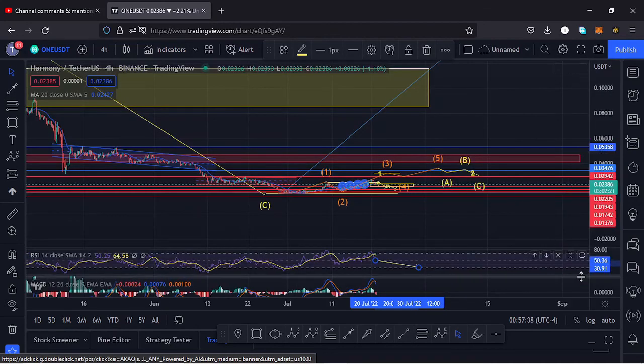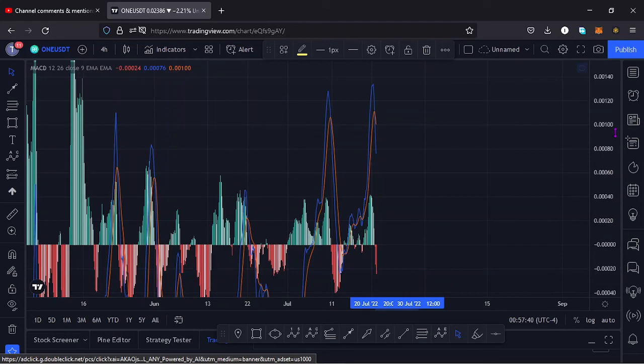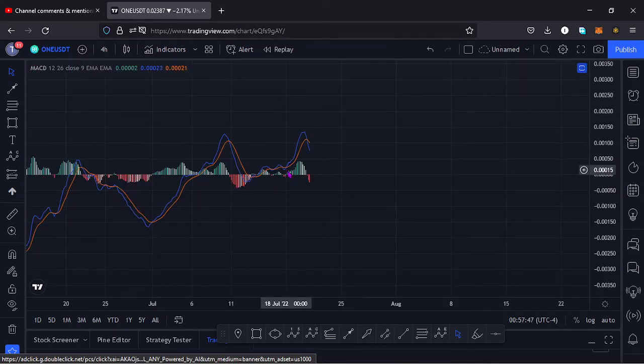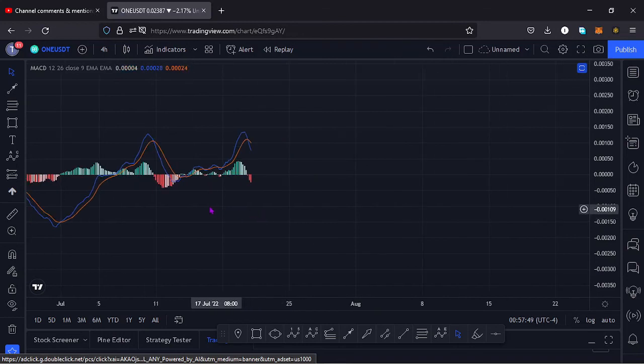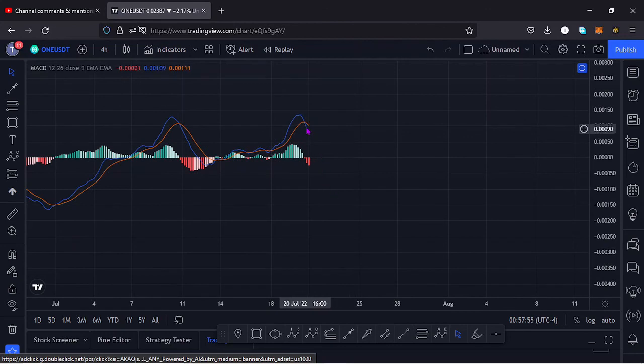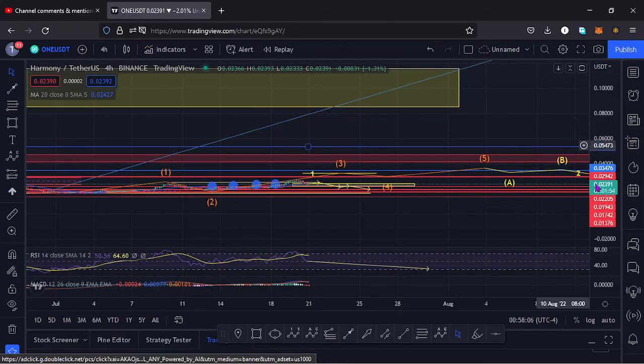If I also take a look at the MACD, here on the 4-hour MACD, we have printed a bearish cross. We are also seeing an increase in the selling volume, so that would mean lower prices might be coming our way, and maybe that retracement to the lower side has not yet come to a complete. So let's be patient and see how that plays out, and I'll keep you updated.